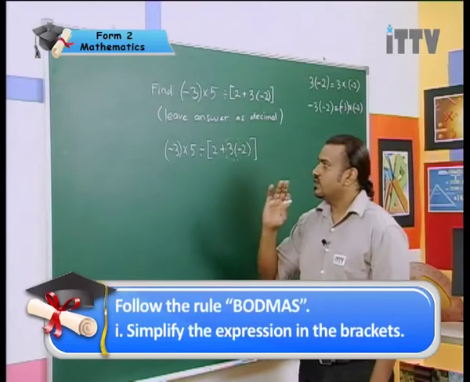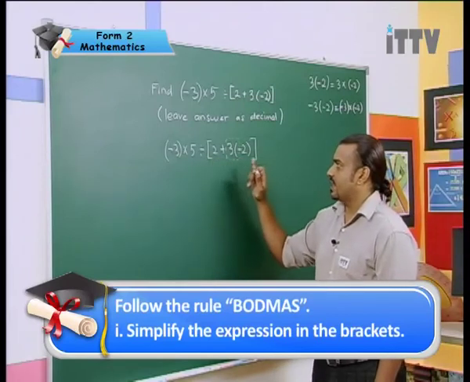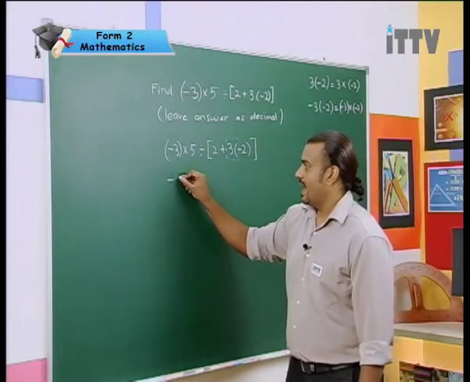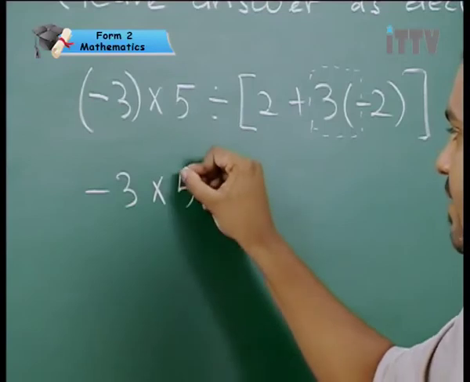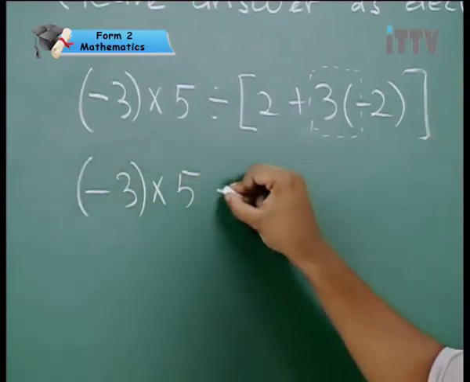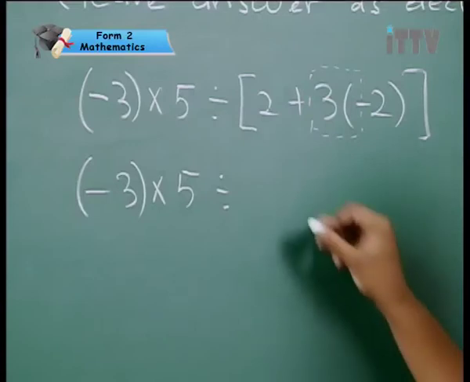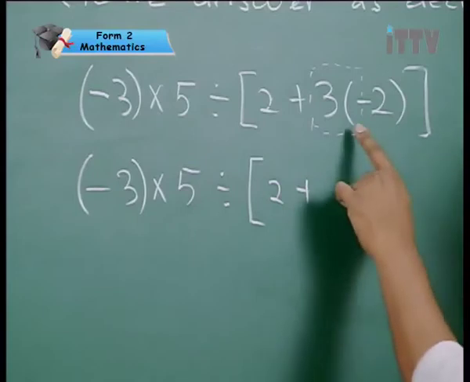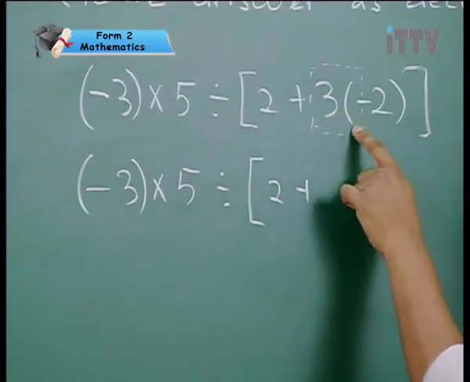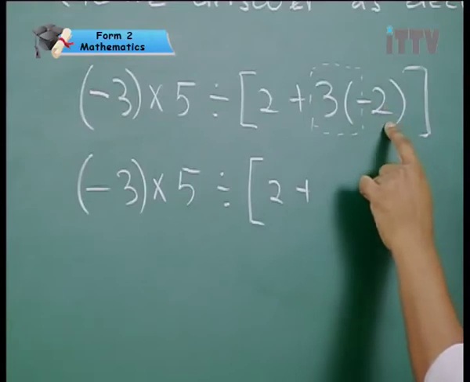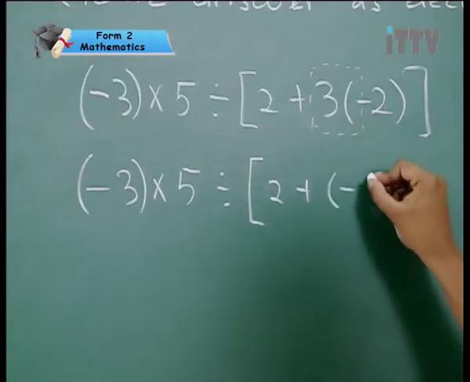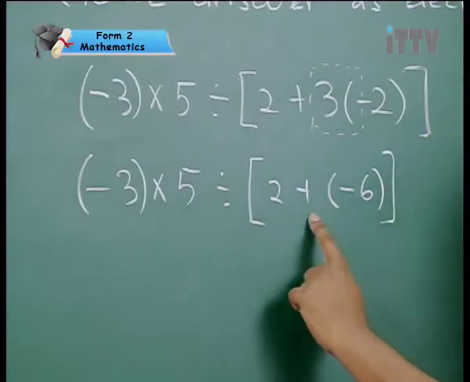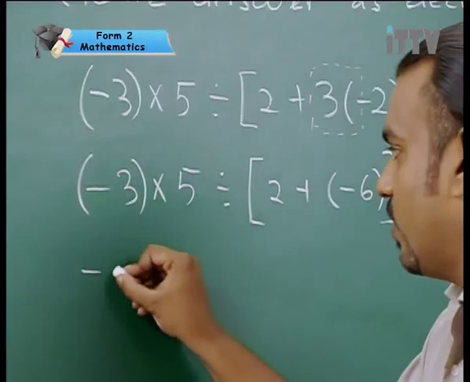Okay, according to the rule of BODMAS, we've got to finish the brackets first, right? So let's carry out the bracket first. Negative 3 multiplied by 5 stays untouched, divided by, let's see this, 2 plus multiplied, carry out first, 3 times negative 2, or 3 multiplied by negative 2. The answer is going to be negative 6. Now, I still have to complete my bracket first. Thus, I'm going to leave all these untouched for now.